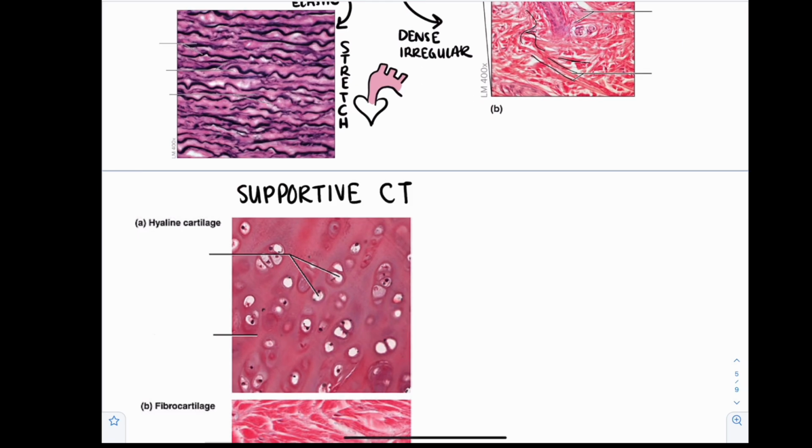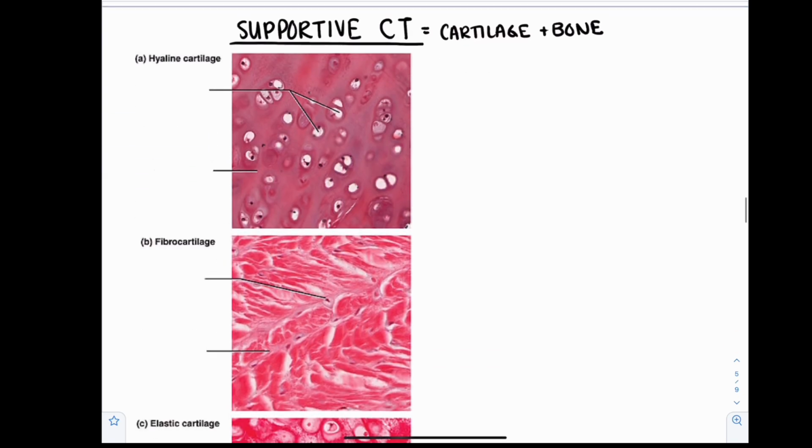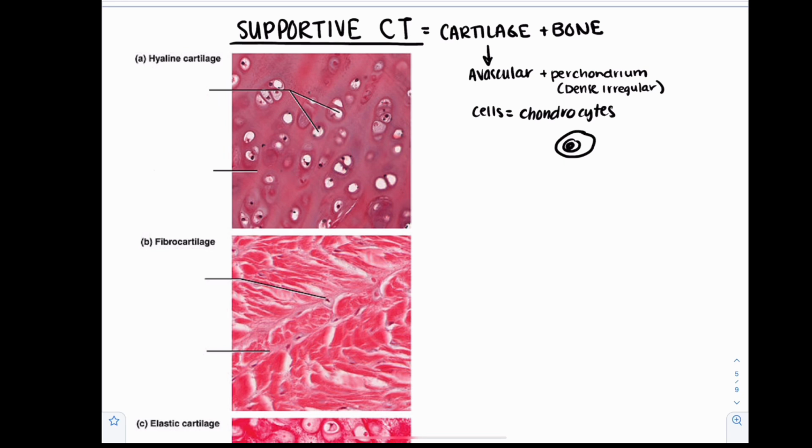After connective tissue proper, let's talk about supporting connective tissues, which are cartilage and bone. Cartilage is a specialized connective tissue whose function is to provide strong yet flexible support. Cartilage is avascular and has a dense irregular connective tissue covering called the perichondrium, except for fibrocartilage, which does not have this covering. Mature cartilage cells are known as chondrocytes, and they like to hide out in these little pockets called lacunae. There are 3 types of cartilage: hyaline, elastic, and fibrocartilage.